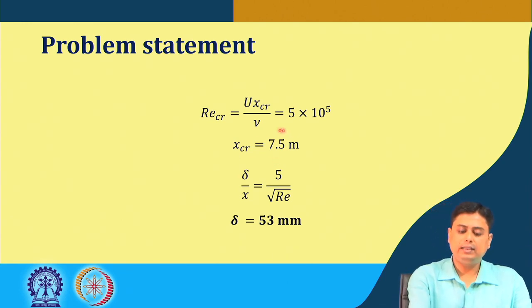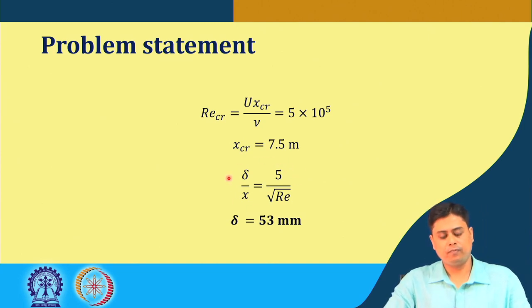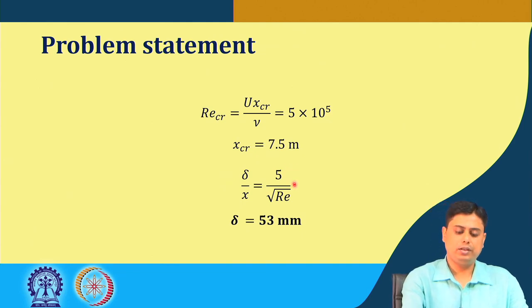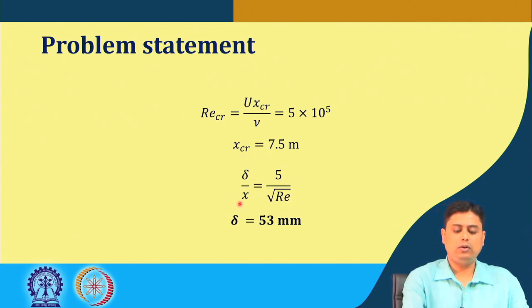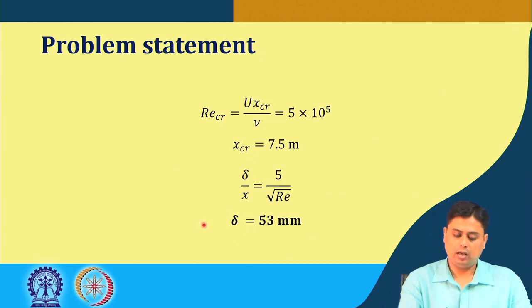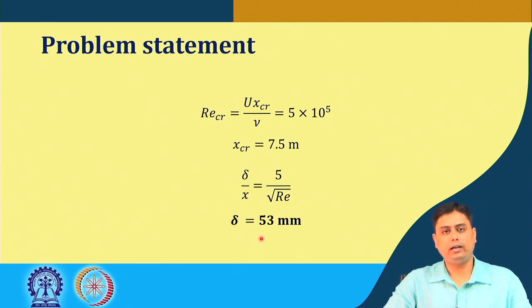Now, at this length from the leading edge, we use the Blasius relation, which is the relation between the thickness of the boundary layer and the Reynolds number at a certain distance x from the leading edge. Here, after replacing the value of x as x critical and Re as the critical Reynolds number, we can find out the value of delta, the critical thickness of the boundary layer at that critical point.